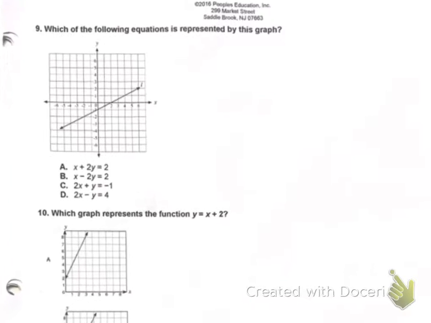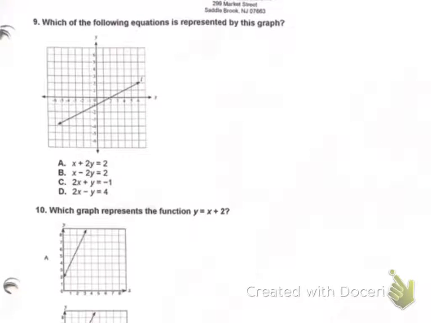Alright, now we're working with graphs. Which of the following equations is represented by this graph? Alright, the easiest thing to do is to pull out some points, plug it in, and see if it works. So let me just quickly make this XY chart. Alright, so let's look at some points. So the first point I see is 0, -1. Another point I see is 2, 0. Let me try those first, and then if those work for multiple, then I'll come back.